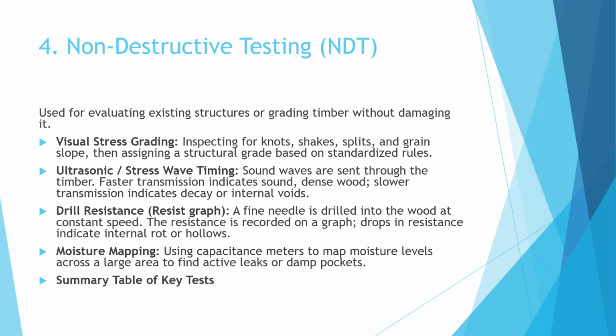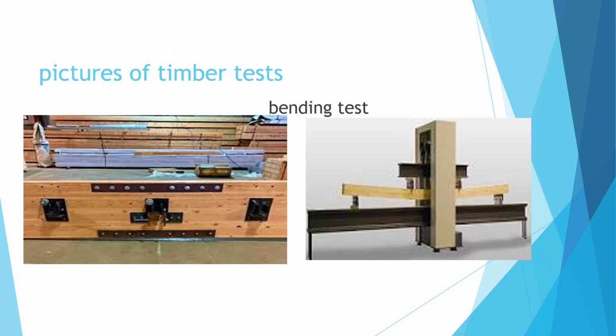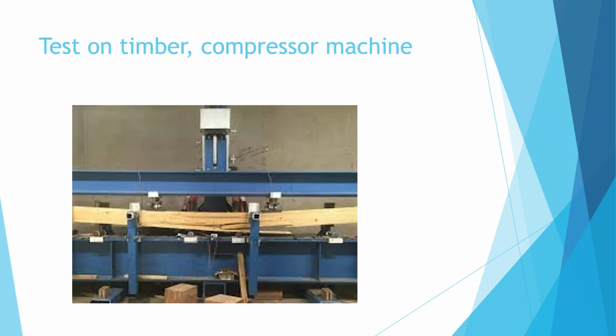In summary, I've just shown you some of the diagrams and pictures of the bending test machine and how the wood is bent on the machine. Picture 1 shows the wood being bent. Then picture 2 is a compressor machine. We have seen how it compresses the wood. It shows that if the wood is weak, it cracks.